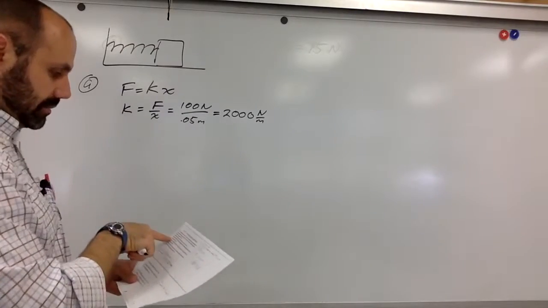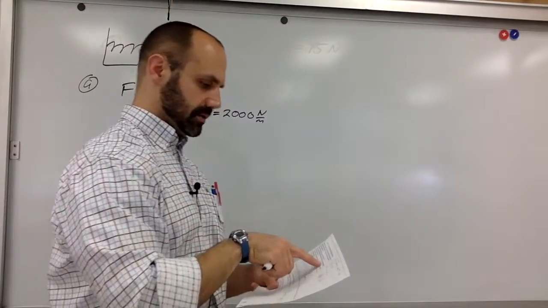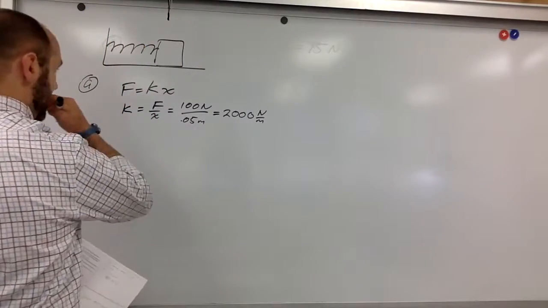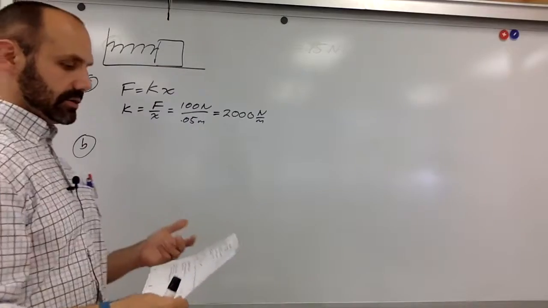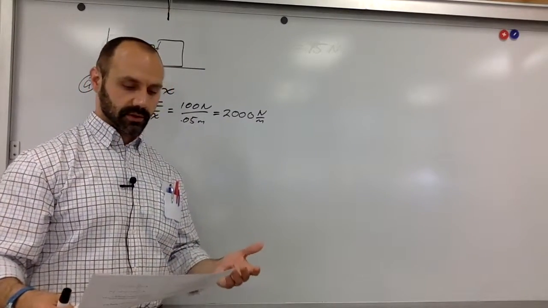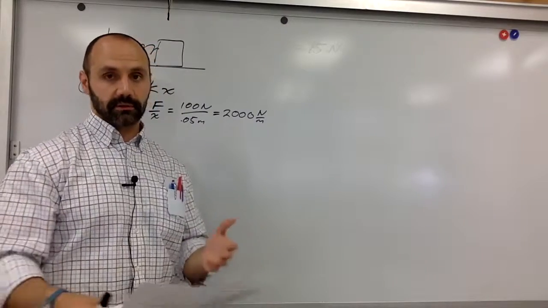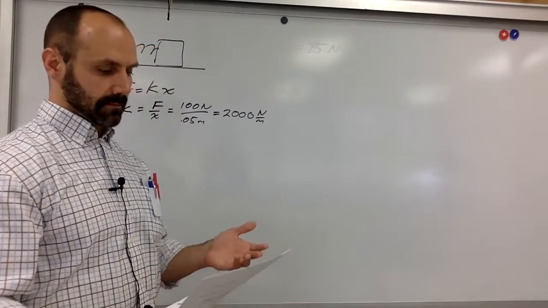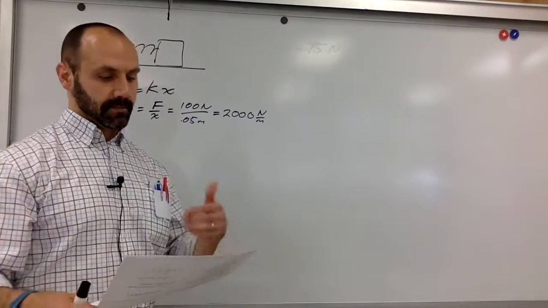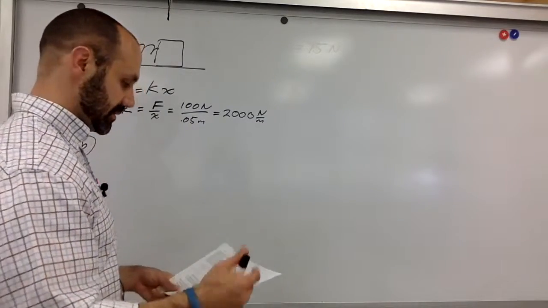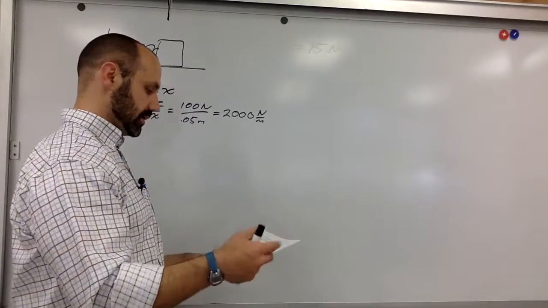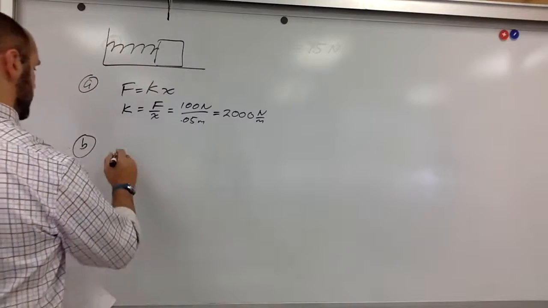How much work, or B, how much work did the applied force do compressing the spring from equilibrium to 0.05 meters? Okay, again, we can do this using calculus. We could also do this using conservation of energy, right? At the equilibrium position, it has 0 elastic potential energy, and then it has elastic potential energy of 1/2 kx squared.